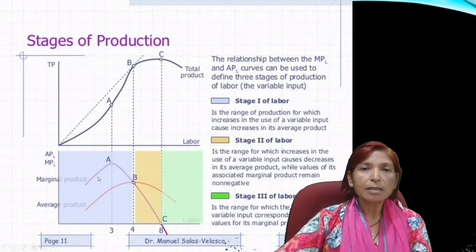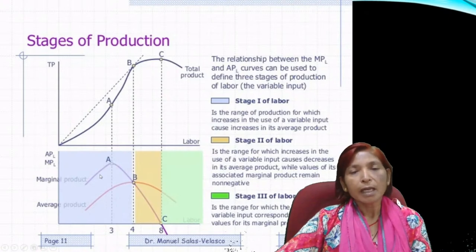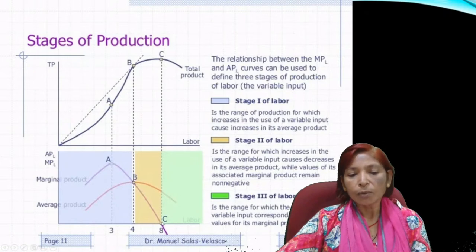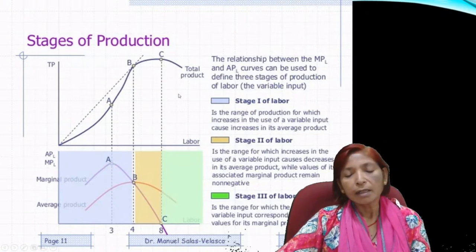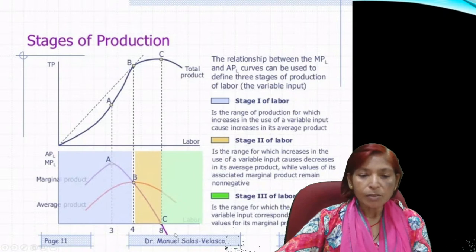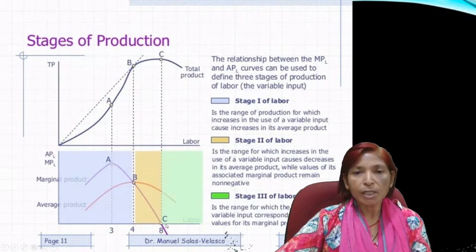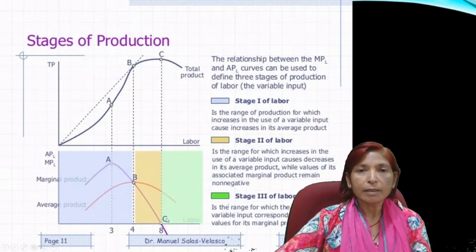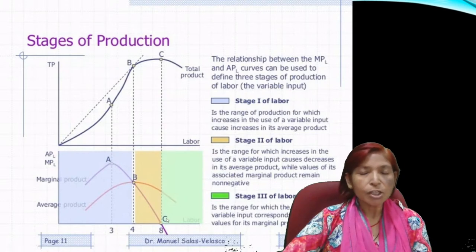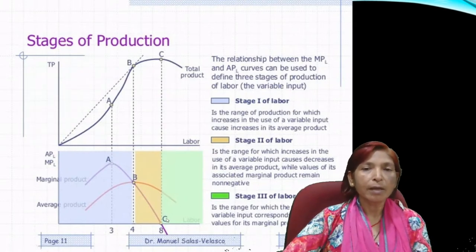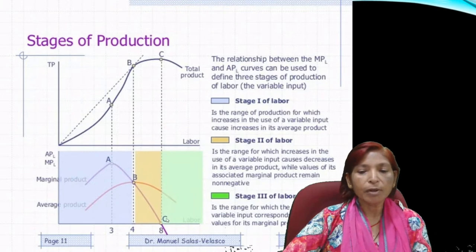When AP increases, MP increases before AP, and when MP falls, MP falls before AP, and MP can be zero, can be negative. Where TP is maximum, MP will become zero. When TP starts falling, MP will become negative. So there are three stages of production: increasing, constant, and diminishing, and we can show them with the help of total production, average production, and marginal production curves.